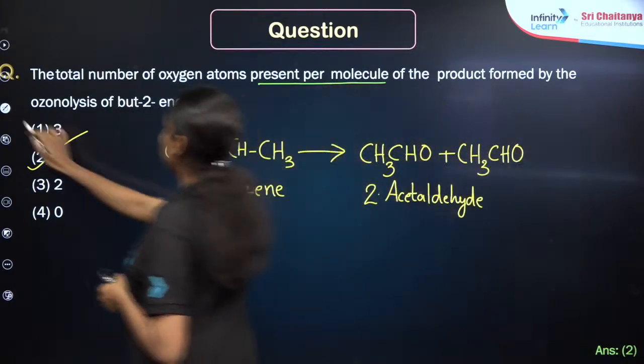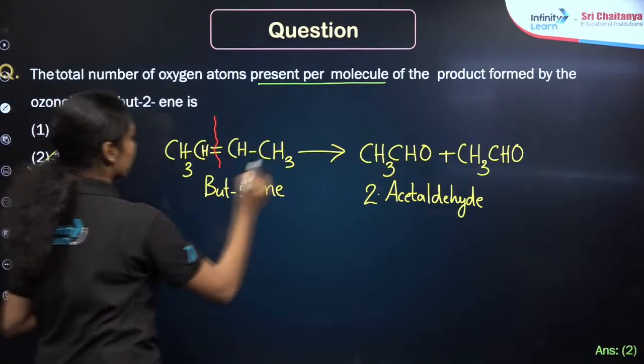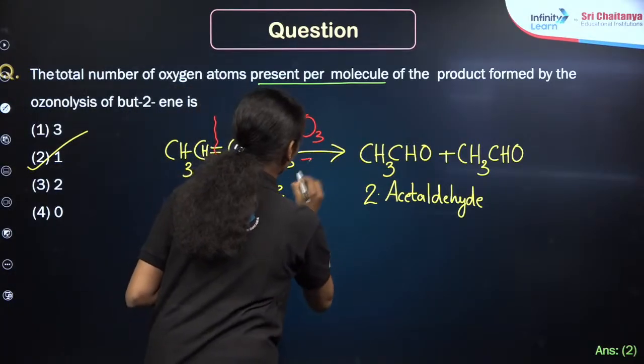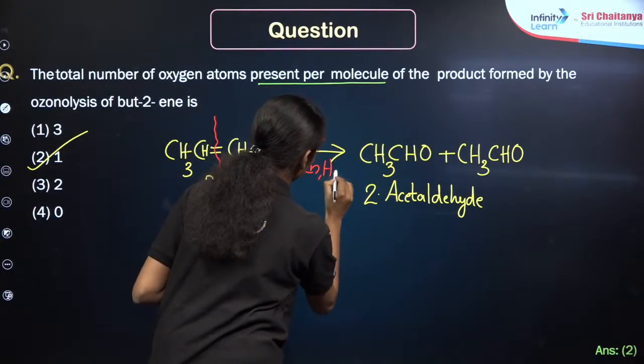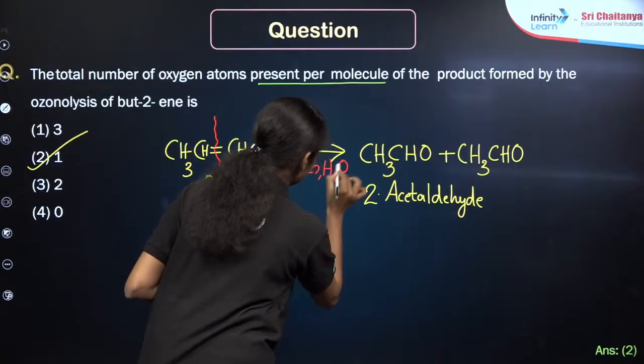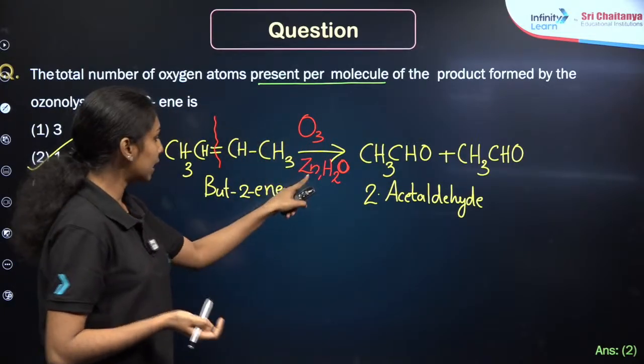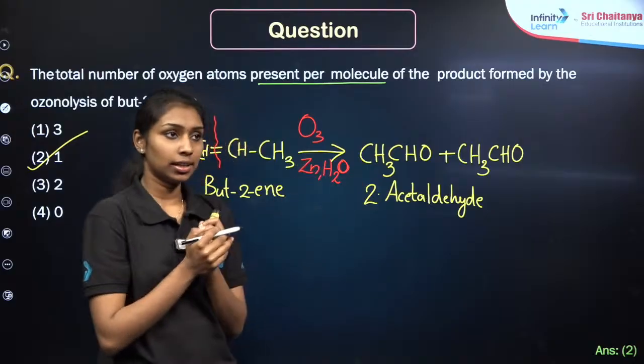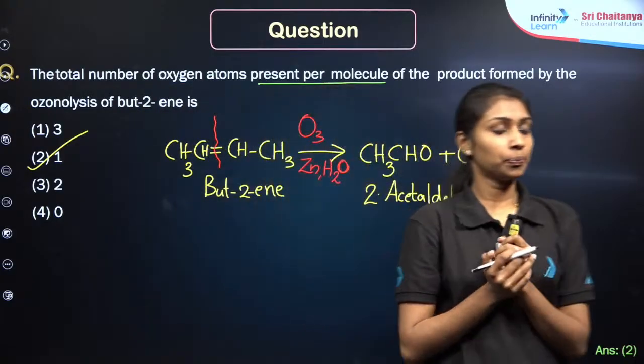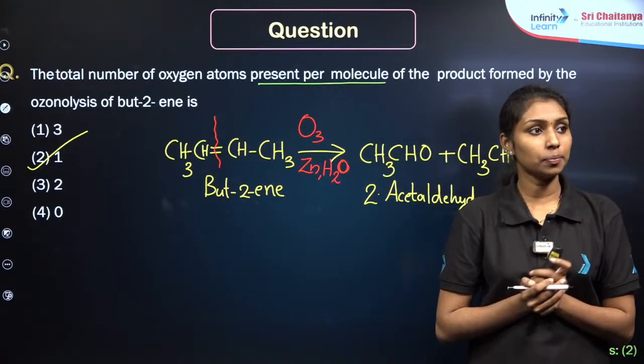While doing the ozonolysis, the reagent is very important, right? Ozone, then hydrolysis in the presence of zinc metal, right? Ozonolysis, adding ozone, will produce the ozonide. Then we are hydrolyzing in the presence of zinc. The reagent is very important, right? Is that clear?